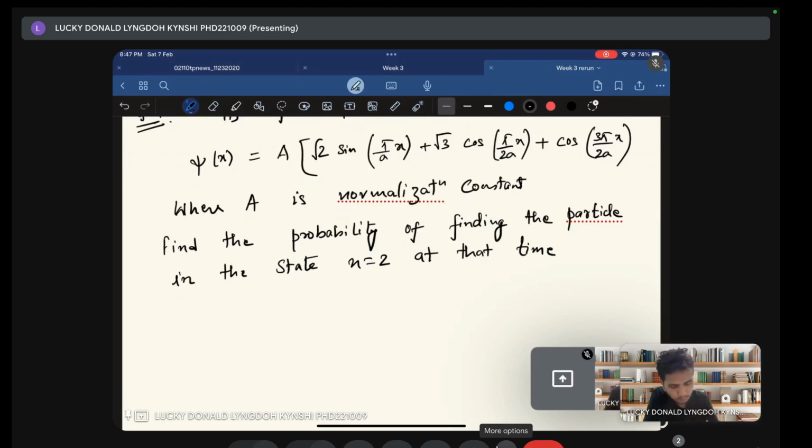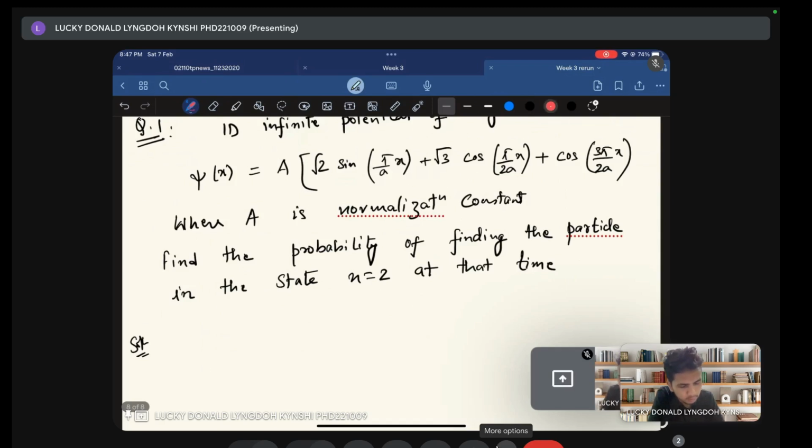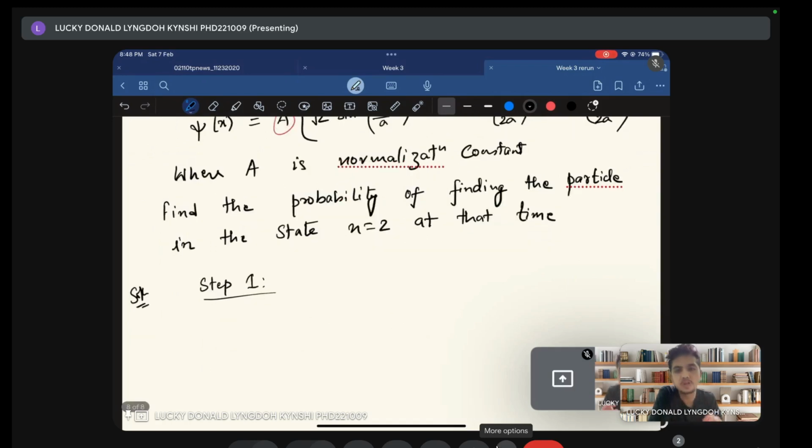If such a problem is given to you, the first thing that you need to take into account is this A. A is a normalization constant, so you have to find out the value of A before you proceed with any other calculation. So step one is to use the normalization condition to find the value of A. What is the normalization condition? The integral of psi star psi dx, since it's one dimension, equals 1.